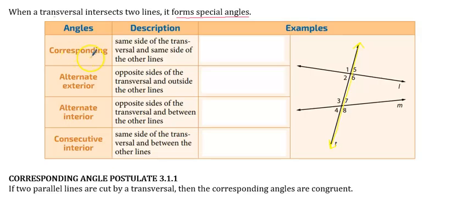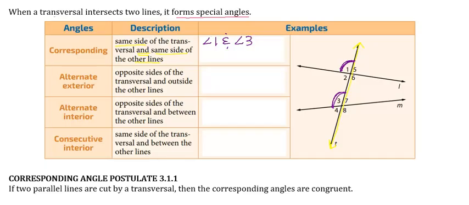First up is corresponding. These are on the same side of the transversal and the same side of the other lines. So that means 1 is corresponding to 3, because they're on the same side of the transversal, they're both to the left of the transversal. And it says they're on the same side of the other line. They're both on top, 1 on top of line L, and 3 on top of line M. So angle 1 and angle 3 are corresponding.